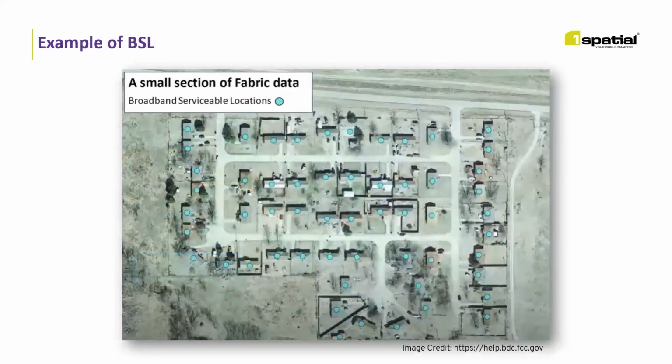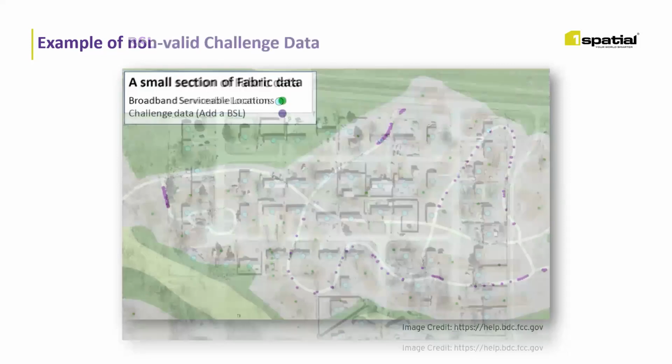So here's an example of a broadband serviceable location. Notice how they are at the building structure level. There are no points where there are sheds or smaller footprints, and there's only one green BSL per property or per parcel.